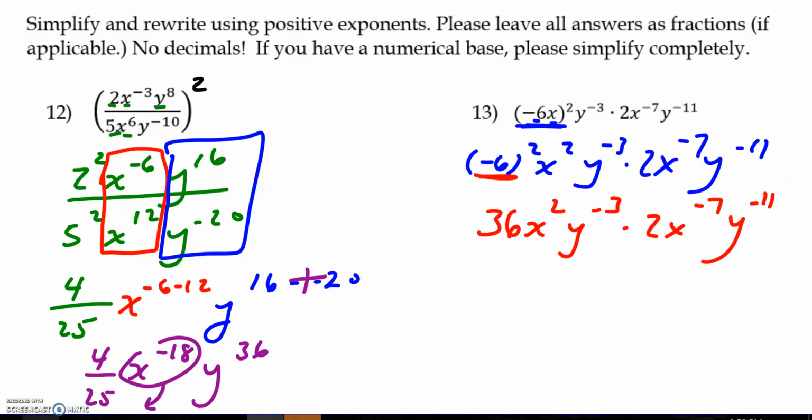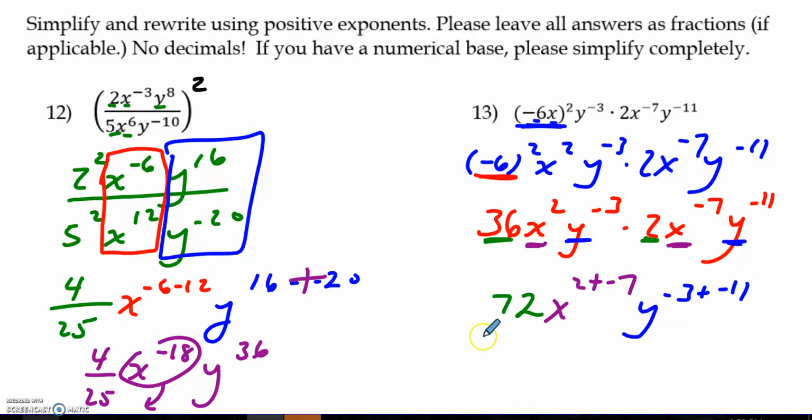If I'm thinking like terms at this point, the 36 and the 2 are asking to be multiplied, so 36 times 2 is 72. If I think again like bases, x squared and x to the negative 7th can be combined, and I would add my exponents, 2 plus negative 7, and my y to the negative 3rd and y to the negative 11th is y to the negative 3 plus negative 11. So I have 72 x to the negative 5th, y to the negative 14th power.